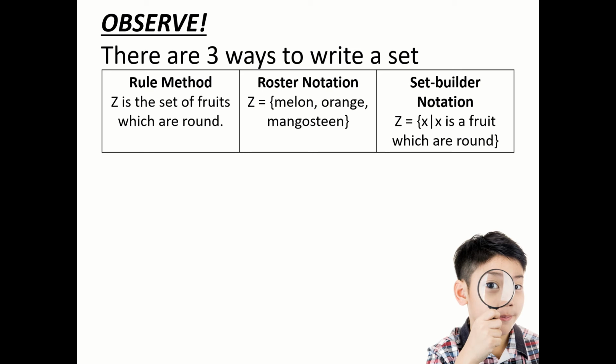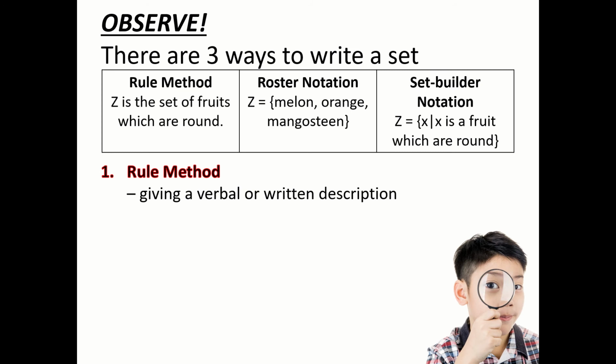First one is rule method. As you can see, rule method is just giving a verbal or written description. So the name of the set is Z, and we say that Z is the set of fruits which are round. So it has to be in a complete sentence. Normally we just say Z is the set of blank. But the Z can be any letter, okay? A capital letter, because we name a set using a capital letter.